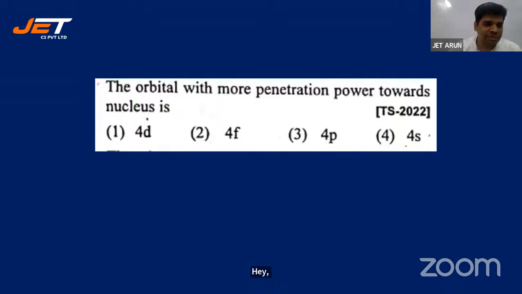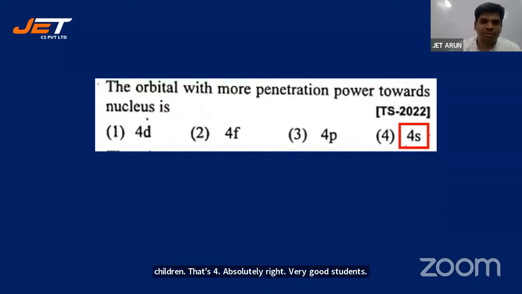Excellent. Jyoti says 4. Siddheksha says 4. Very good, students. Sreshna 4, Virat 4, Pranavi 4. Oppo is shown as Oppo. I don't know your name, but that's also 4. That's good. Excellent, students. That's 4. Absolutely right. Very good, students. Doing good. You people will do very well in the exam.